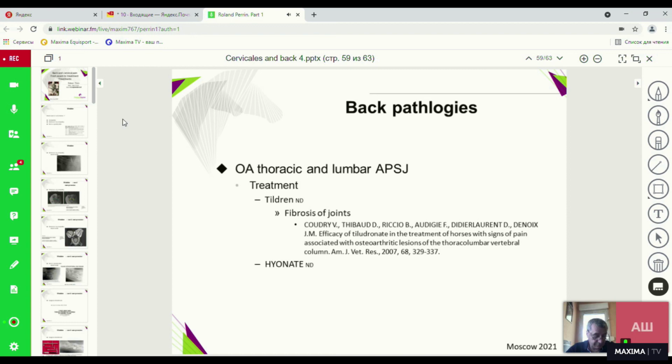And I think that the Hionate, hyaluronic acid, is effective too and can be used sometimes.